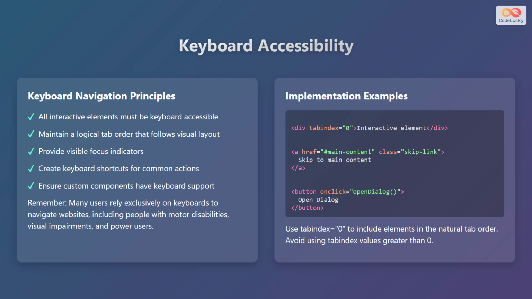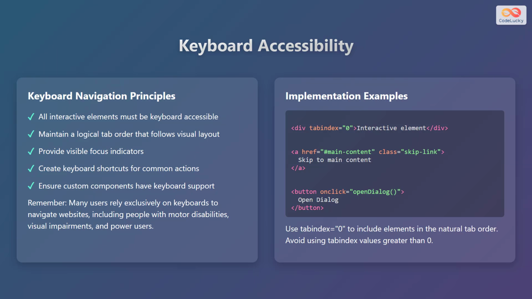Keyboard accessibility is essential because many users rely exclusively on keyboards to navigate websites, including people with motor disabilities, visual impairments, and power users. All interactive elements must be keyboard accessible. Maintain a logical tab order that follows the visual layout. Provide visible focus indicators. Create keyboard shortcuts for common actions, and ensure custom components have keyboard support.